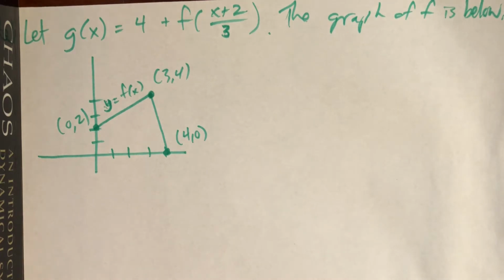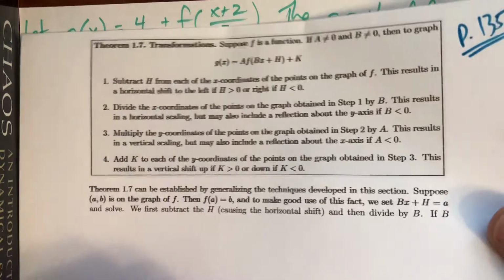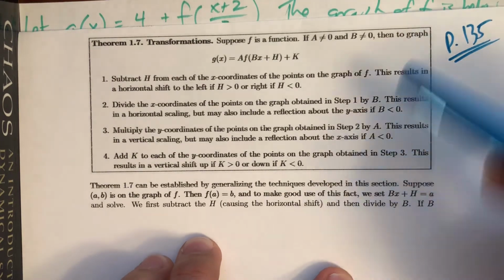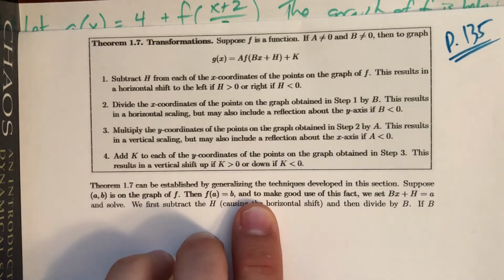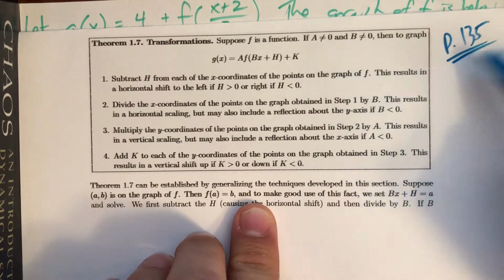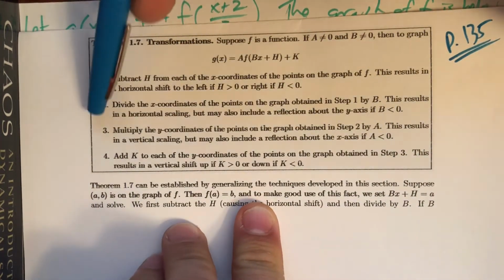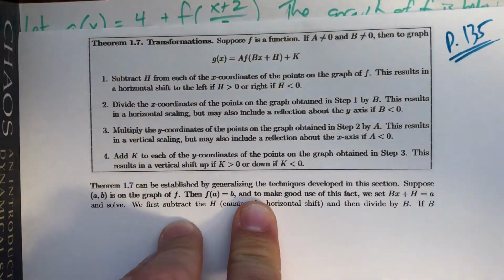So let's do these steps that are in the textbook. This is on page 135 of the book, and we'll look at this for a minute, and then I'll take it away, and you can follow along with the steps on page 135. We've just got 4 steps that we're going to do. This is going to cover all of our bases here.